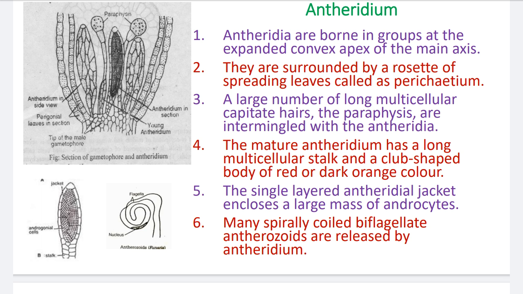Number 5, a single layered antheridial jacket encloses a large mass of androcytes. Okay, androcytes means androgonial cells. The androcytes are present in the antheridium. Androcytes are also called androgonial cells or sperm mother cells, and these androcytes produce the sperms. Number 6, many spirally coiled biflagellate antherozoids are released by the antheridium. Okay, in this way many biflagellate antherozoids are released by the antheridium.